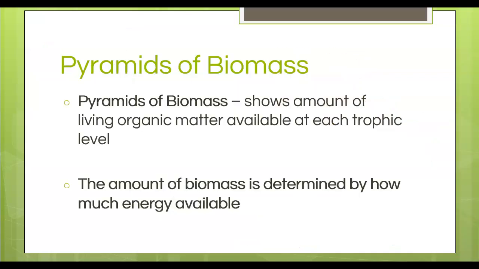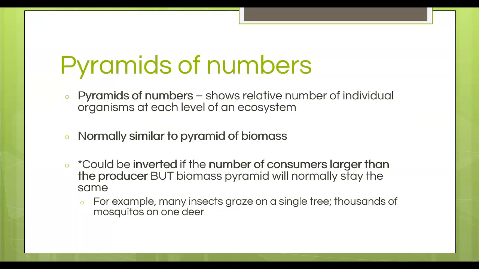We also have pyramids of biomass, which is looking at how many kilograms of mass would be available of organic material at each trophic level. This is going to be impacted by how much energy there is. So if there's more energy, then there's more biomass. We also have pyramids of numbers, which shows the relative number of individual organisms at each level. Normally it's going to be the same as the other pyramids. It can be inverted if you have a larger number of consumers than the producer. For example, if you have a tree as the single organism that a bunch of consumers are using.